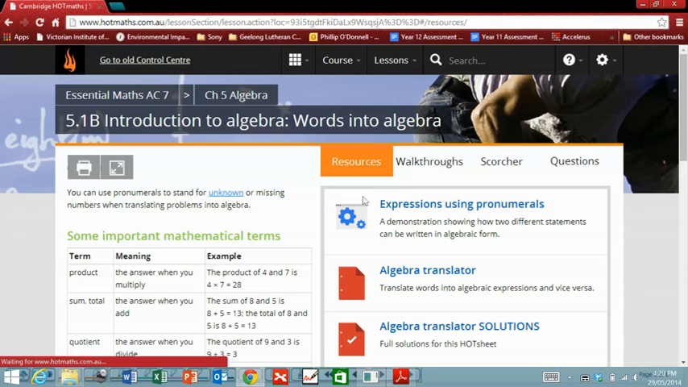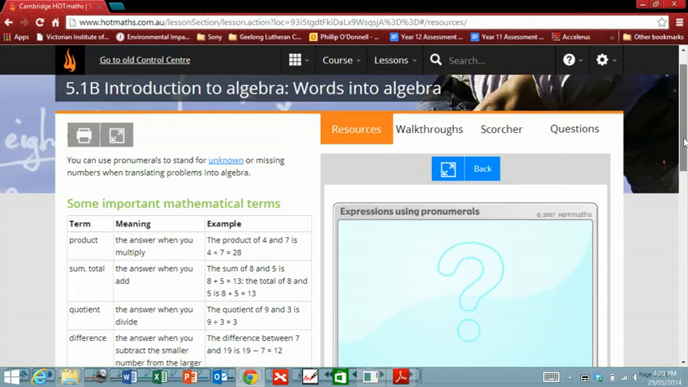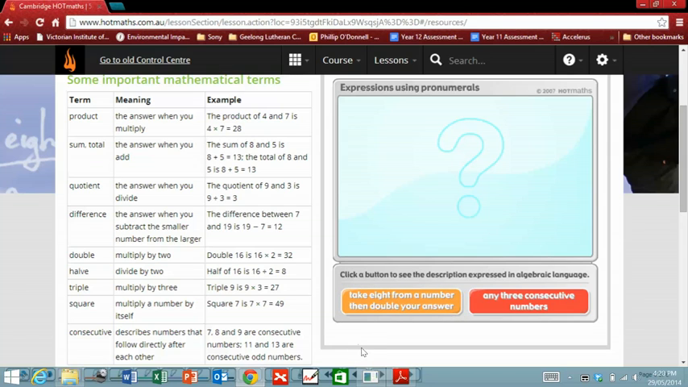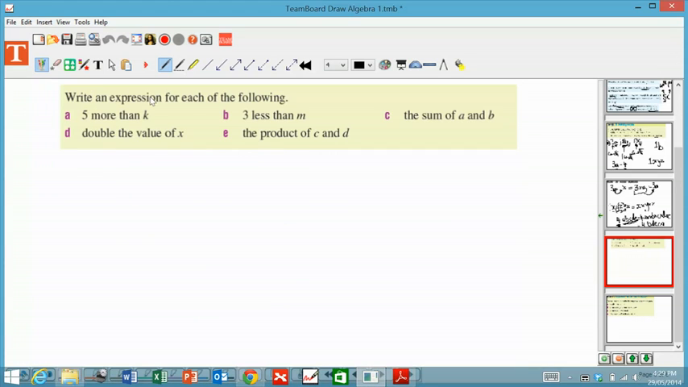Alright, expressions using pronumerals. Okay, so we're going to quickly have a look at this. Sometimes you are going to be given, or in the first exercise, you're going to be given a description of what's happening. Okay, so take 8 from a number and then double your answer. I'm going to come back to that one. So we're going to look at these ones first before we go through that.